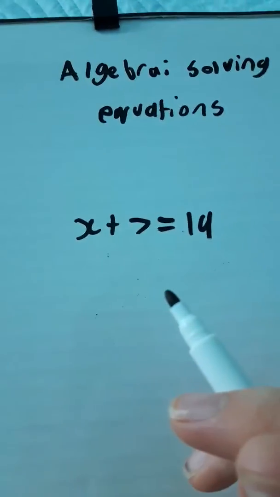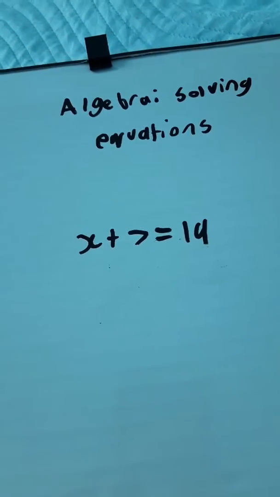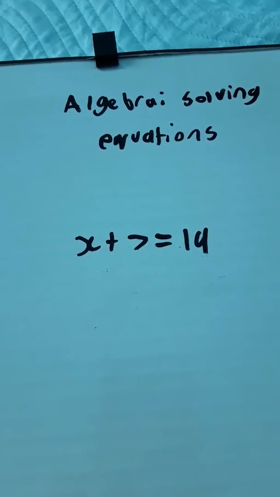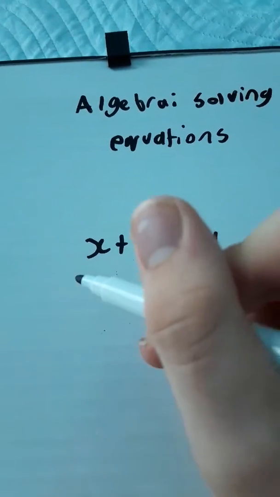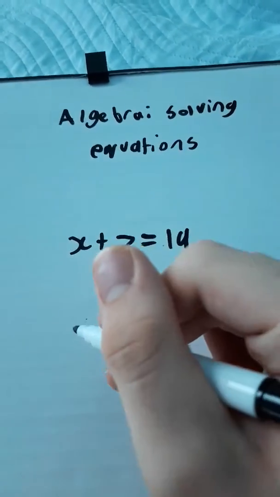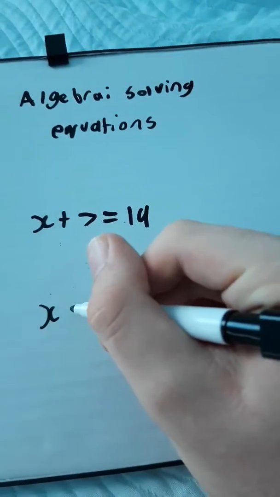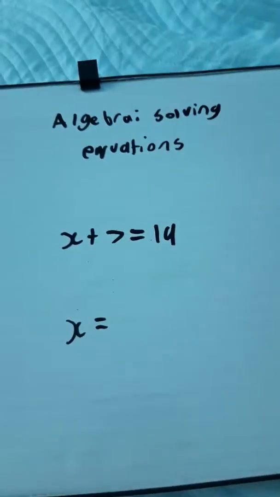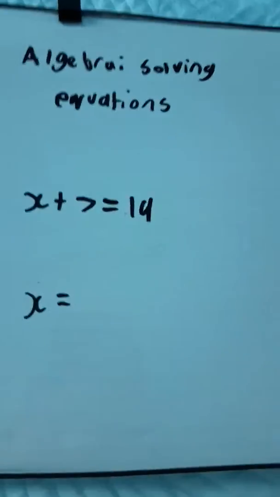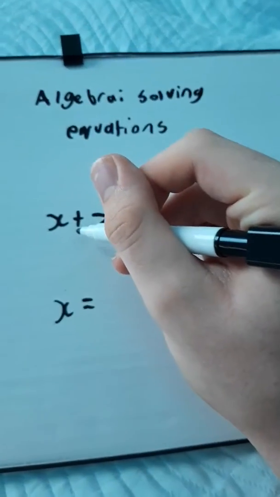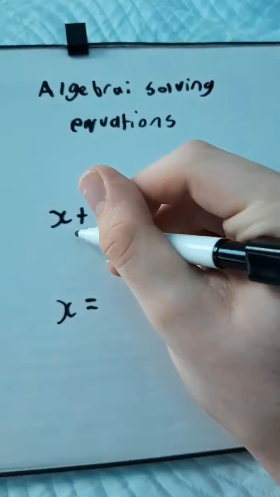So the first example is x plus 7 equals 19. What you want to do is get one letter on one side, and all the others on the other side. So you have to get rid of the plus 7. What you want to do is the opposite of that, which is minus 7.